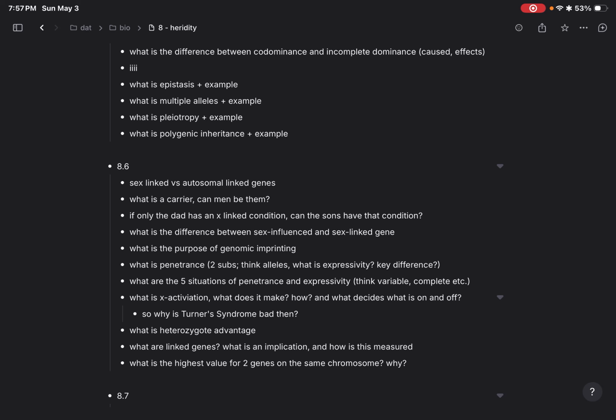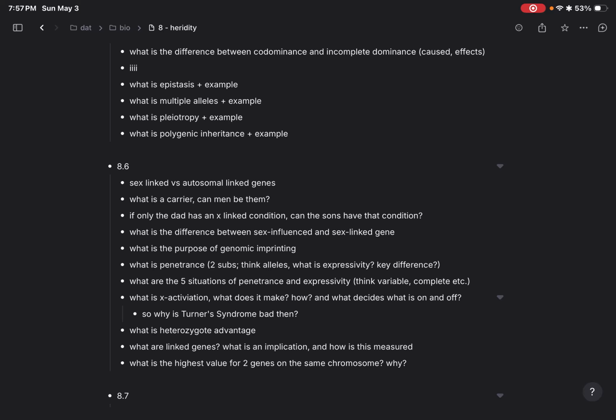So genomic imprinting is just when you methylate DNA, because you have 2 copies of each gene in each cell, so you don't want to be reading 2 at the same time. So the body will just deactivate them by methylating them.